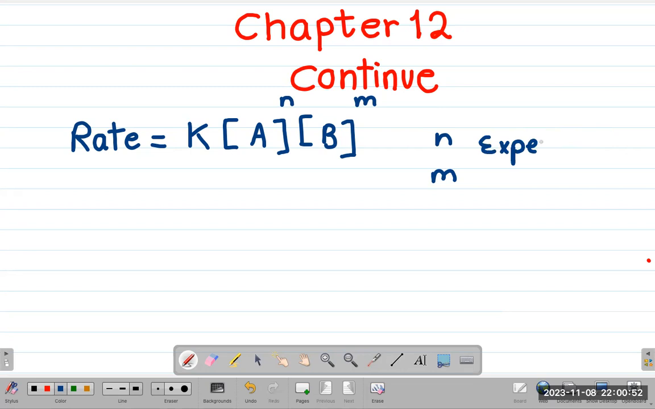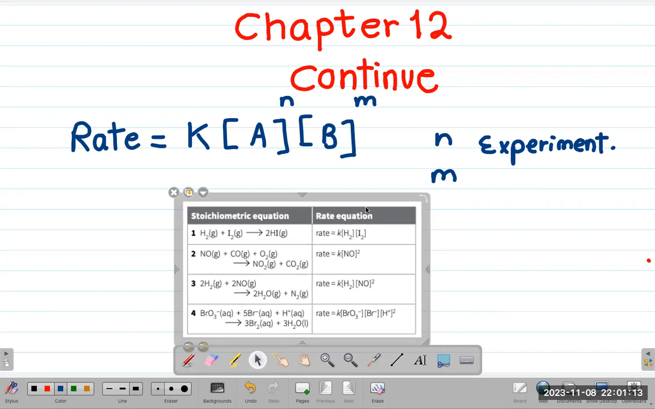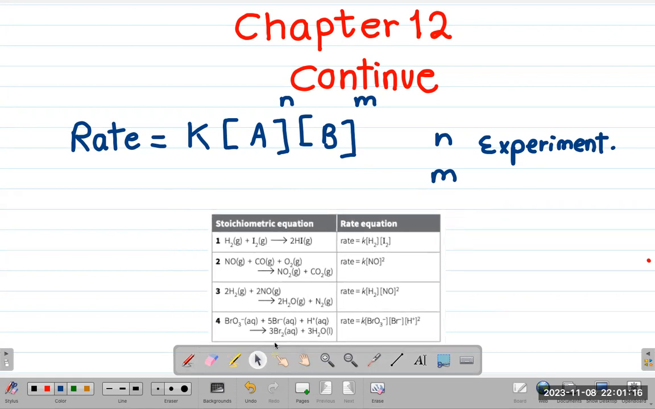We said that they can be found only experimentally, and they have no relationship at all to the stoichiometry or the coefficients. And to prove this, we can see from one table here that this is correct. For example, the first reaction is H2 reacts with I2. The rate of the reaction is equal to the rate constant multiplied by the concentration of H2 and multiplied by the concentration of I2, each to the power of 1. So this is by chance, here is 1 and 1, and the coefficients are 1 and 1.